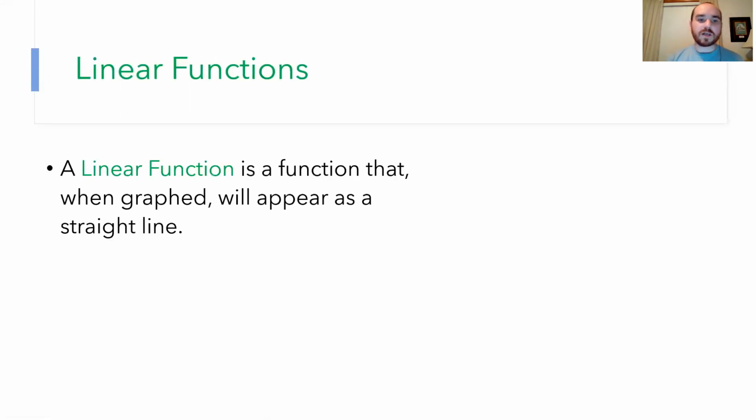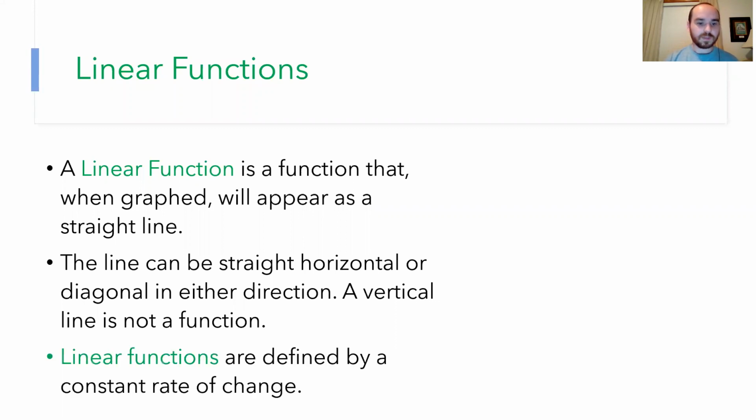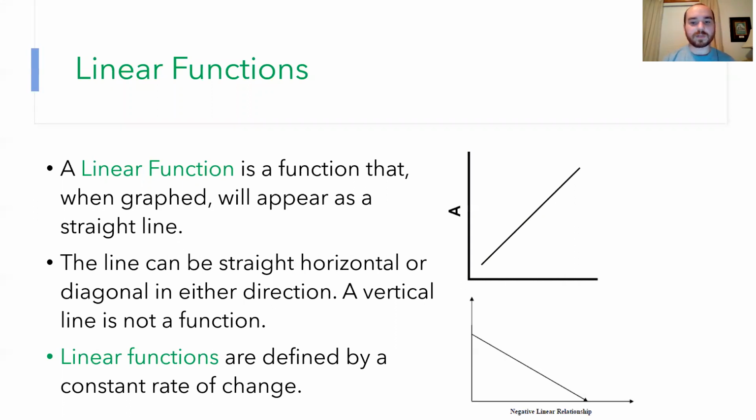So linear functions, a linear function is a function that when graphed will appear as a straight line. That line can be either horizontal or it can be diagonal in either direction. A vertical line is not a function because remember that x value, your input there, there will only be one x value on a vertical line, and it will have multiple different outputs. So that makes it not actually a function. Linear functions are defined by a constant rate of change. And here are visuals of the three types. This is a positive linear relationship, this is a negative linear relationship, and this is a horizontal linear relationship.